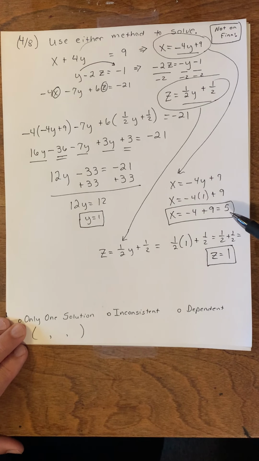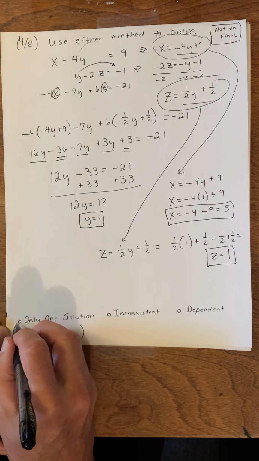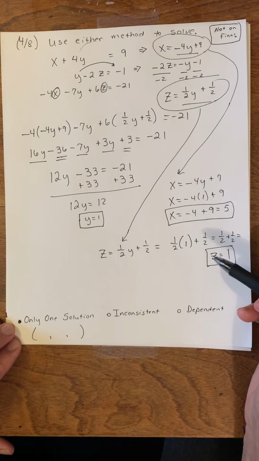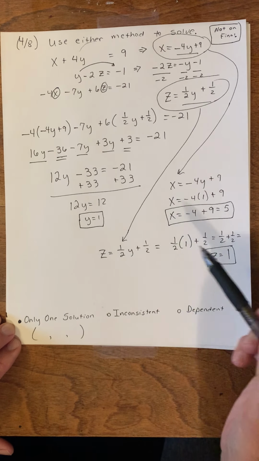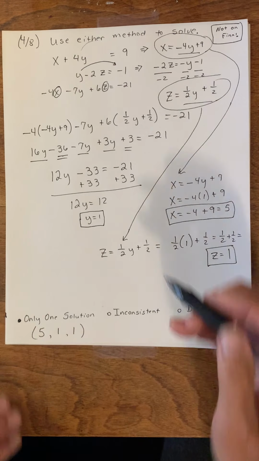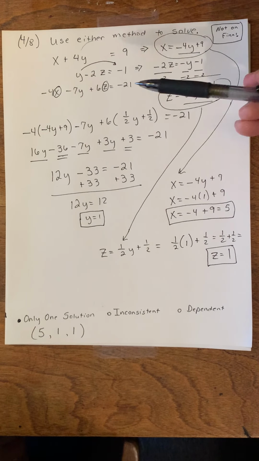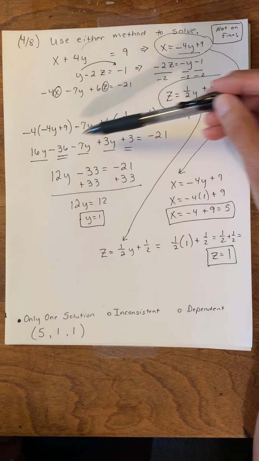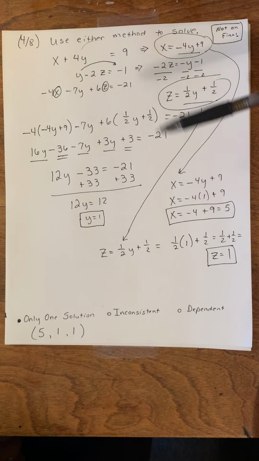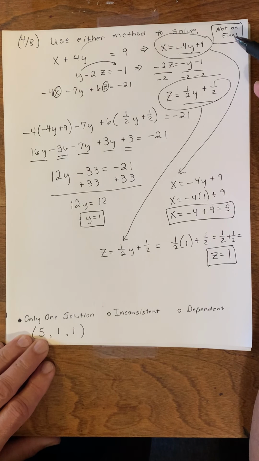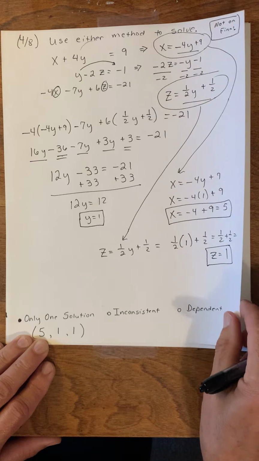So check it out. I got x, y, z, 5, 1, and 1. So this has only one solution because I got x's and y's and z's. And in alphabetical order, 5, 1, 1. This is kind of like one of those Sudoku problems where you have enough to get a little bit, and then you use that to get a little more, and use that to get a little more. So keep in mind, though, there will not be one like this on the final exam, and you're welcome.